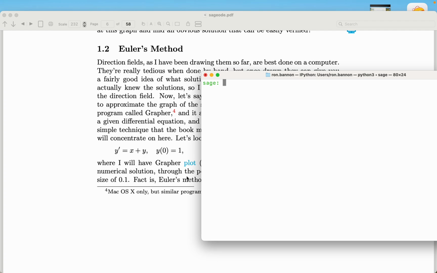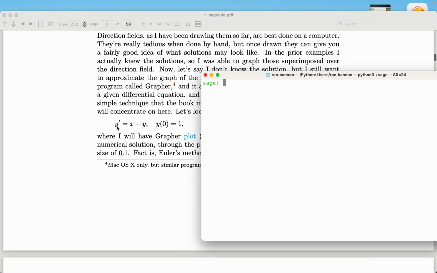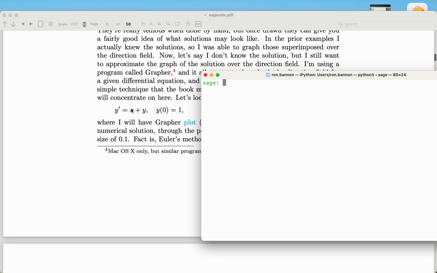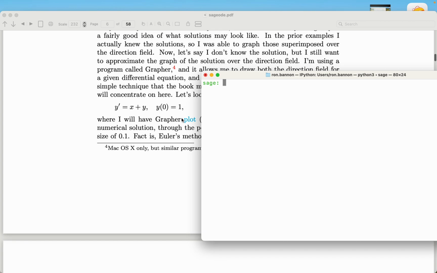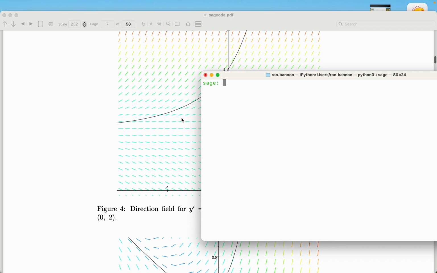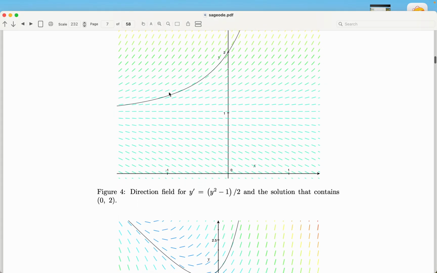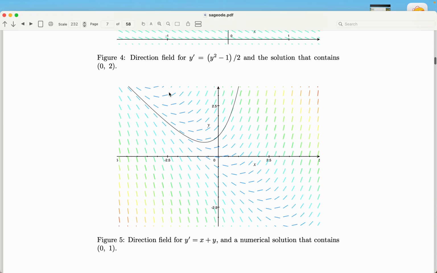Okay, we're on Euler's method, and what we did here, I certainly graphed out the direction field, and then I used Grapher to graph a solution through this point using Euler's method, and we got a graph of it. This is the graph we got over here. Let me get rid of Sage for a second. And it really wasn't that bad to do.